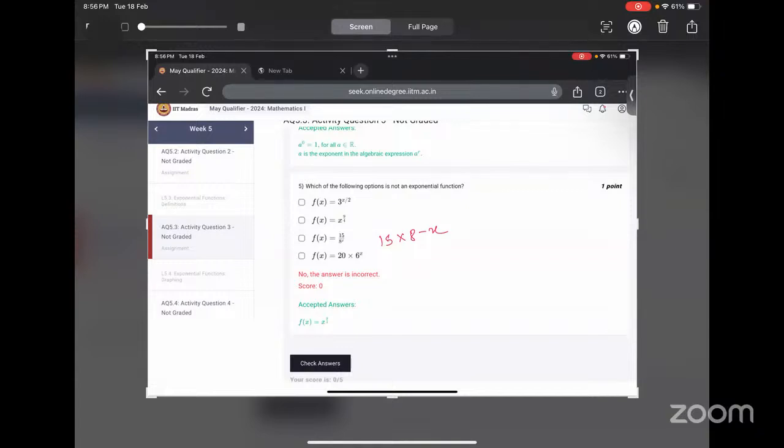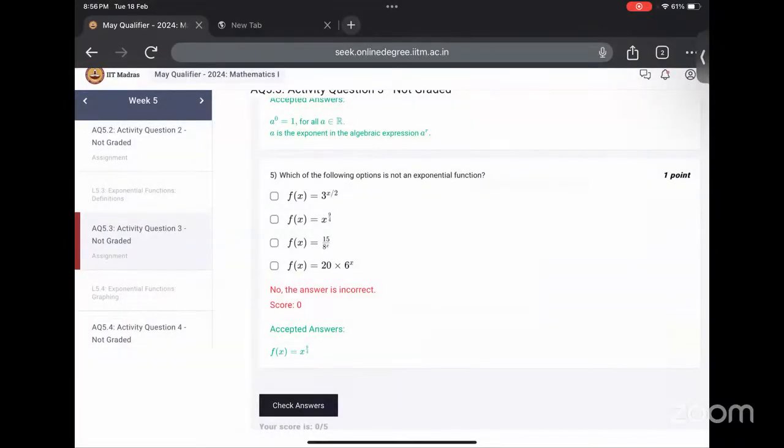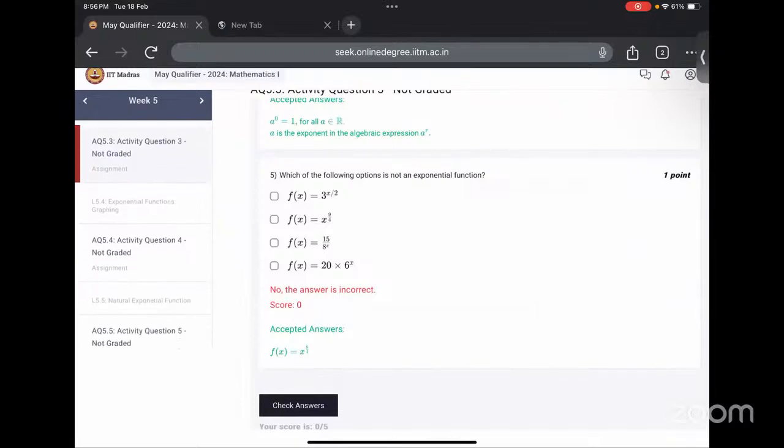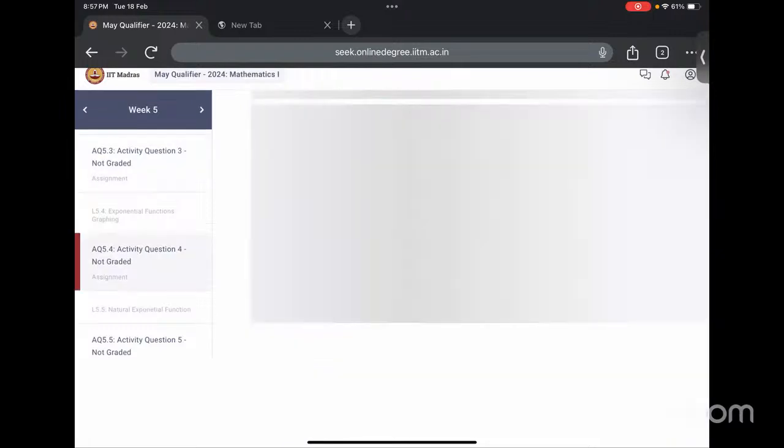Okay. Sorry, ma'am. Please explain again. 15 upon 8 power x, this we can write as 15 into 8 power minus x, right? How, ma'am? We have 15 divided by 8 power x. That means if you want to multiply it, the power gets minus, right? This is the basic mathematics thing. Okay, ma'am. Got it, ma'am. So 5.3 is fine, right? Yes, ma'am. Okay. What about 5.4?